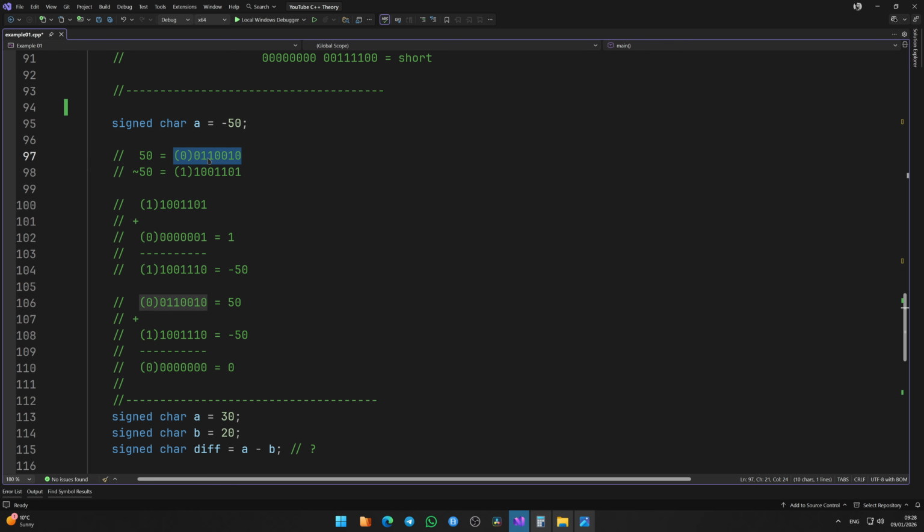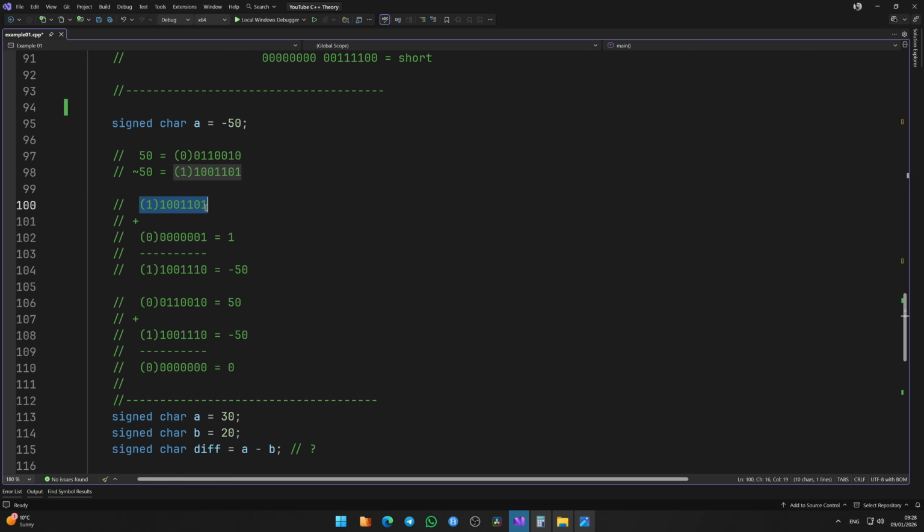I've put the bit responsible for the sign in parentheses, then we invert every bit of that number, meaning we turn every 0 into 1 and every 1 into 0. We get this number. I'll mark the inverted number with the tilde symbol. Why? You'll find out in the next lesson. So here's what we get.